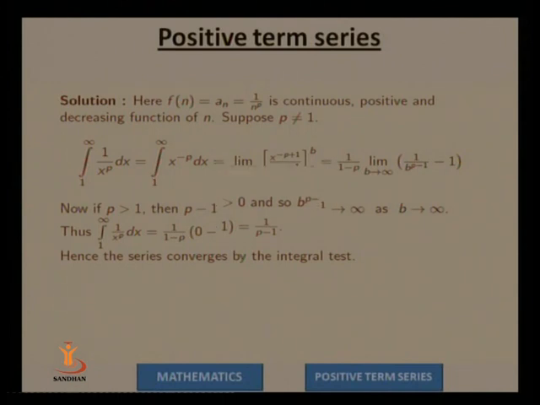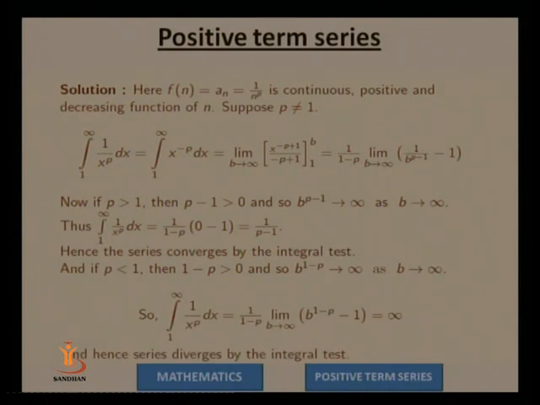Now let us consider the second case, that is p is less than 1. If we have p less than 1, then 1 minus p will be greater than 0, and so b raised to 1 minus p tends to infinity as b tends to infinity, because 1 minus p is a positive number. So that integration from 1 to infinity of 1 upon x raised to p dx will be 1 upon 1 minus p, limit b tends to infinity, b raised to 1 minus p minus 1. Now b raised to 1 minus p tends to infinity, so that limit goes to infinity, and therefore that integration will diverge, and therefore by the integral test the given series, that is the p series, is divergent for p less than 1.